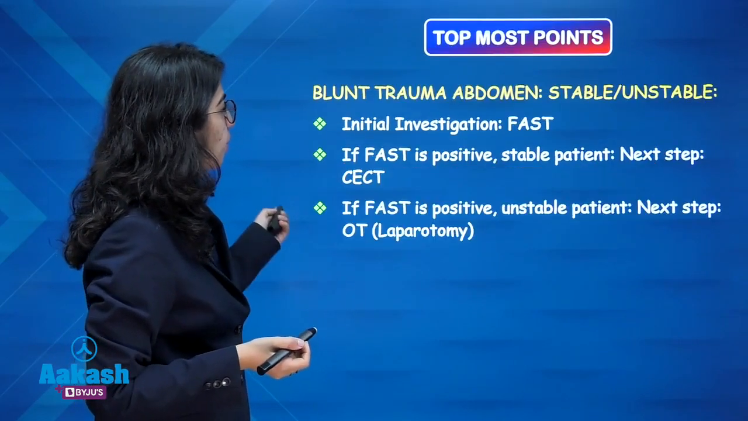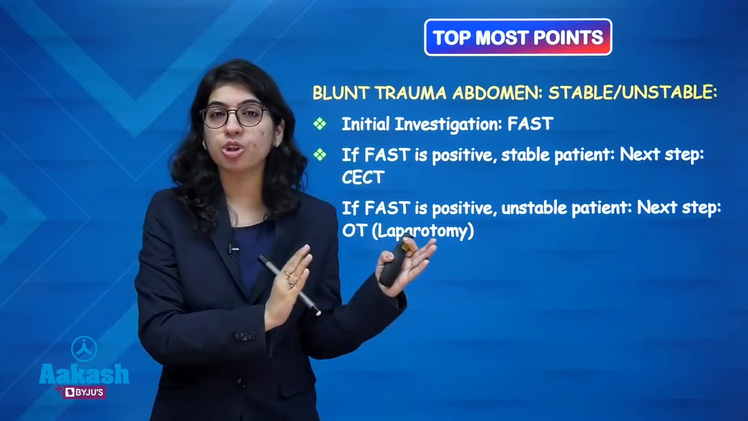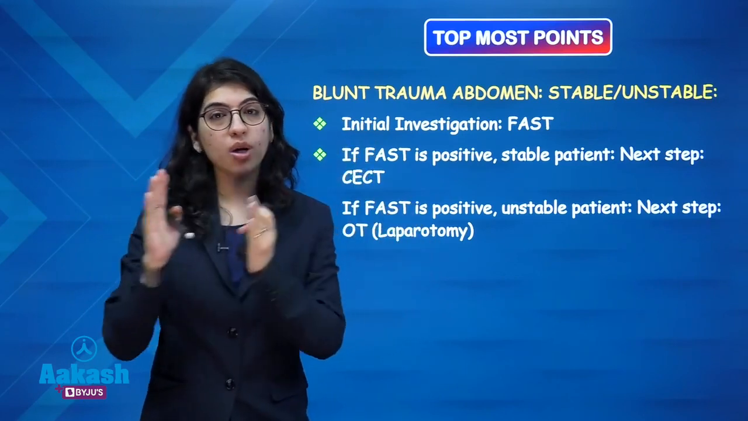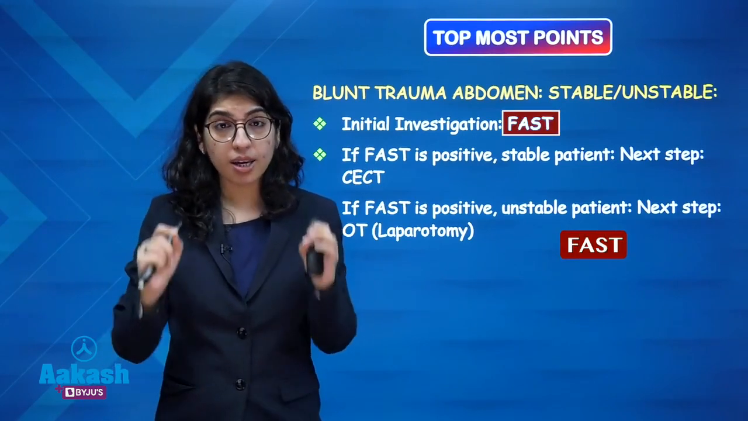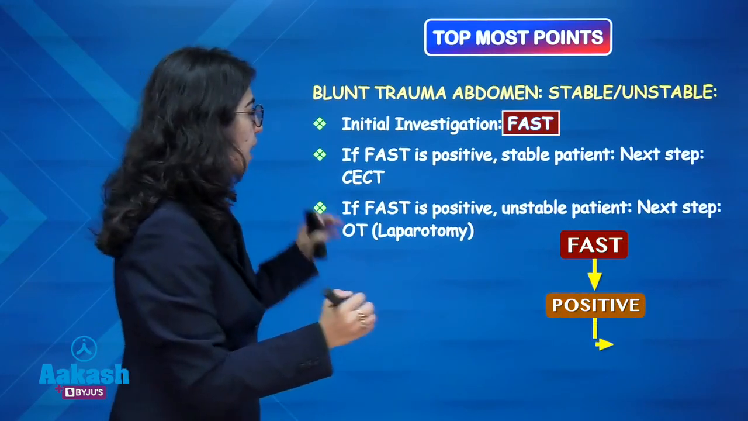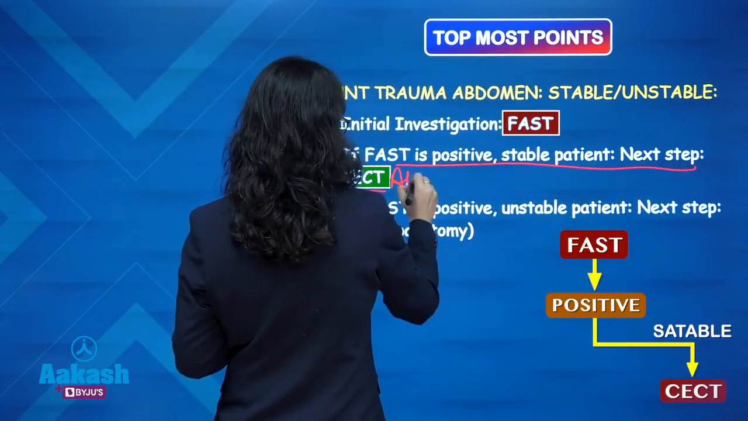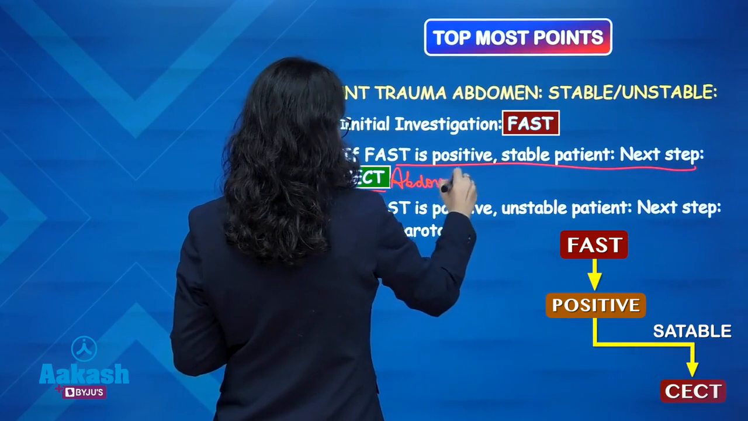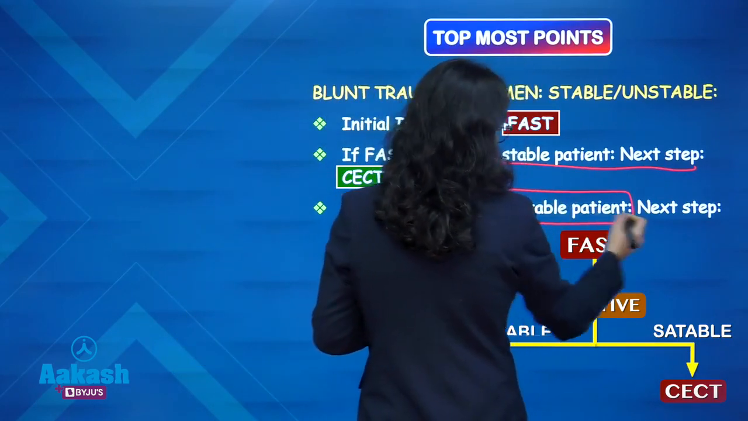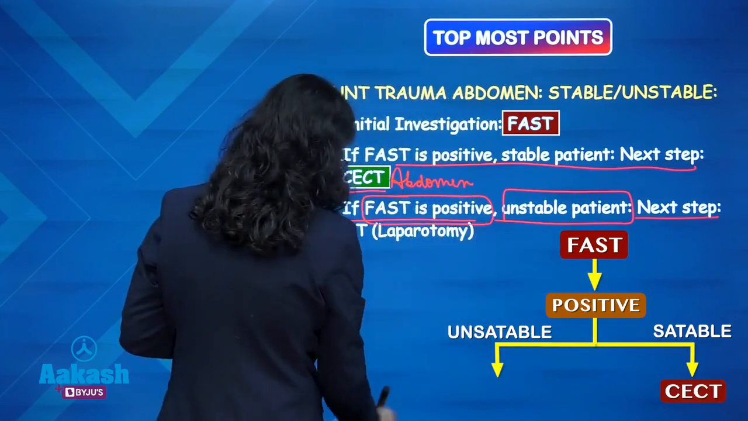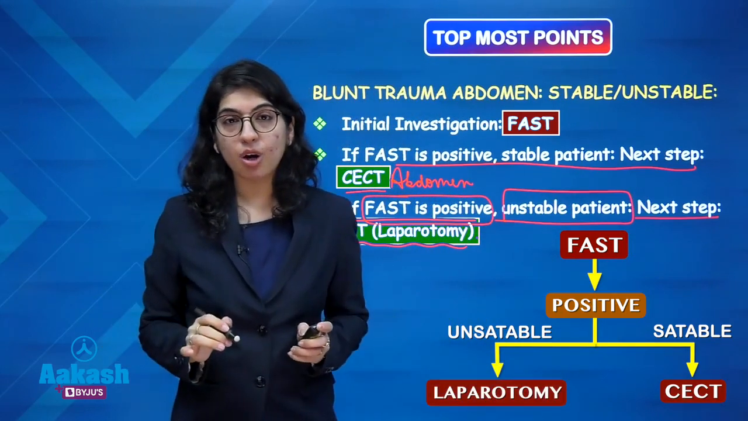So what are the important points? Any patient coming with blunt trauma abdomen, whether the vitals are stable or unstable, the initial investigation you will do is FAST. If the FAST is positive and the patient is stable, you can do a CECT of the abdomen and find out the cause of hemoperitoneum. If the FAST is positive and the patient is unstable, then you have to immediately shift the patient to the OT for laparotomy. Clear with this basic funda of FAST, okay?